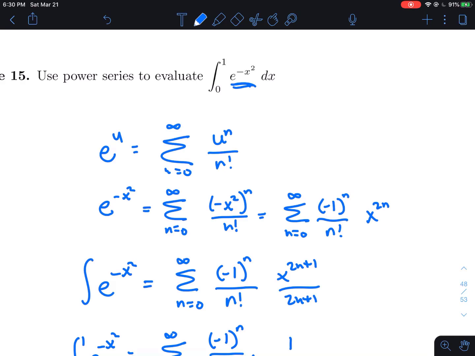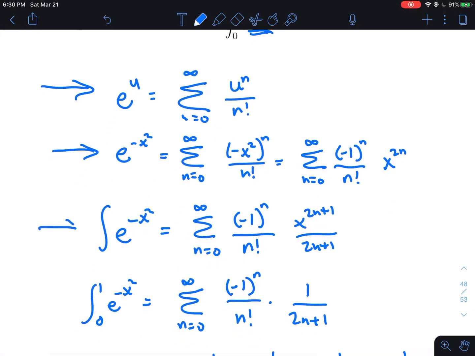All right, so let's go ahead and walk through my solution here. Again, we need to use power series, so we're going to start off with the power series of e to the u here, and everywhere we see our variable u, we're going to put in negative x squared. So that's just this work right here. Then we're going to go ahead and integrate.